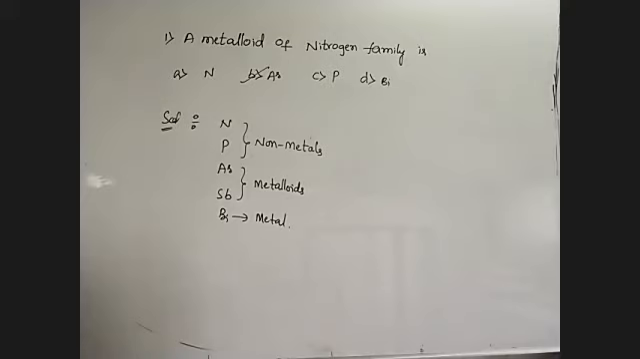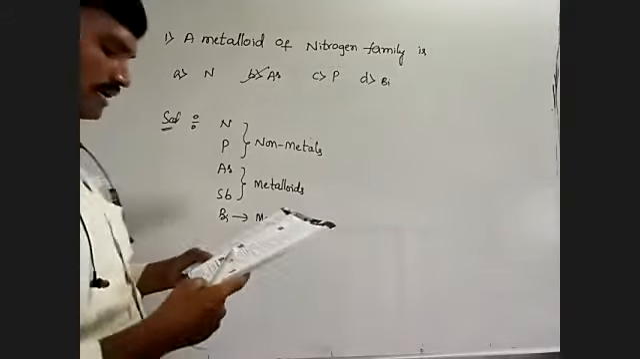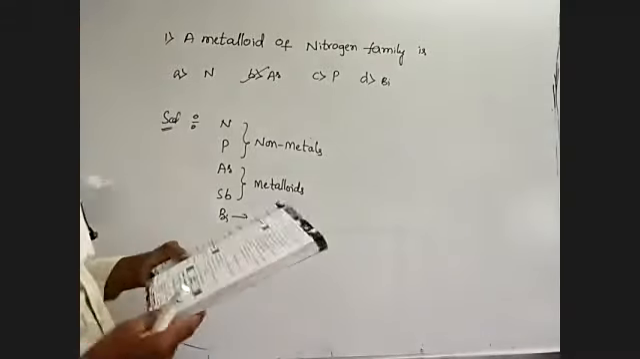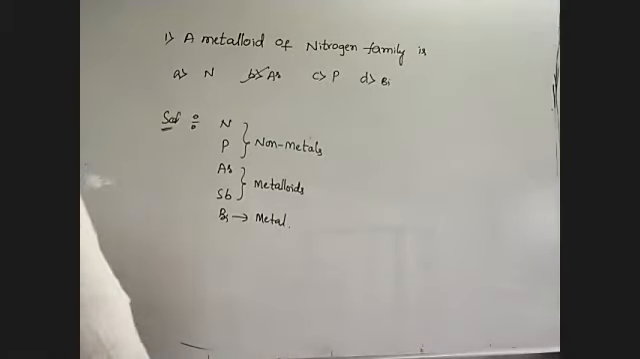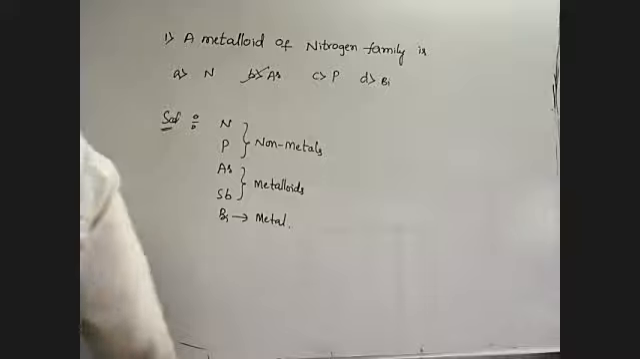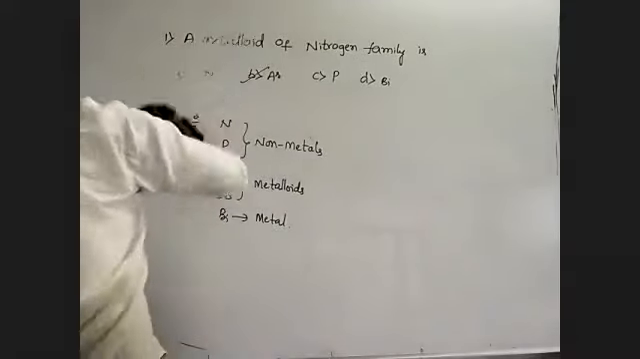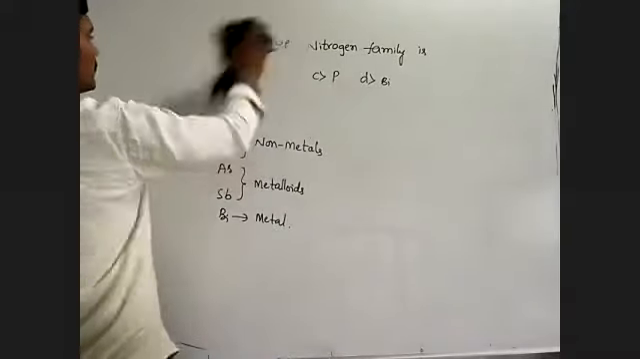Okay, next. Second one is direct. The element having the higher boiling point, that is bismuth. Option 4 is the correct one. Okay, second one, option 4. Next, come to the third one.